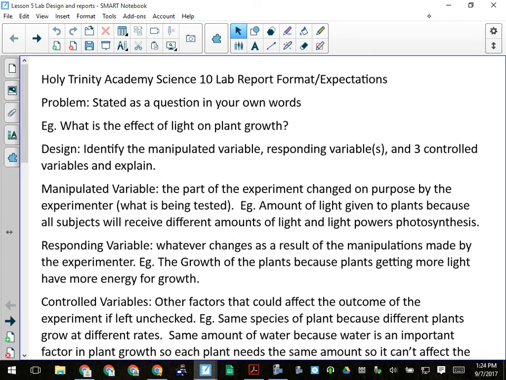It's your file, okay? And I've already built it. So it already has, it'll say problem, but it'll be blank. It'll say design, manipulated, responding, controlled. It'll be blank beside those. Basically you have to fill it in, but at least the format is already set up for you. All right, so you want to work in that file.